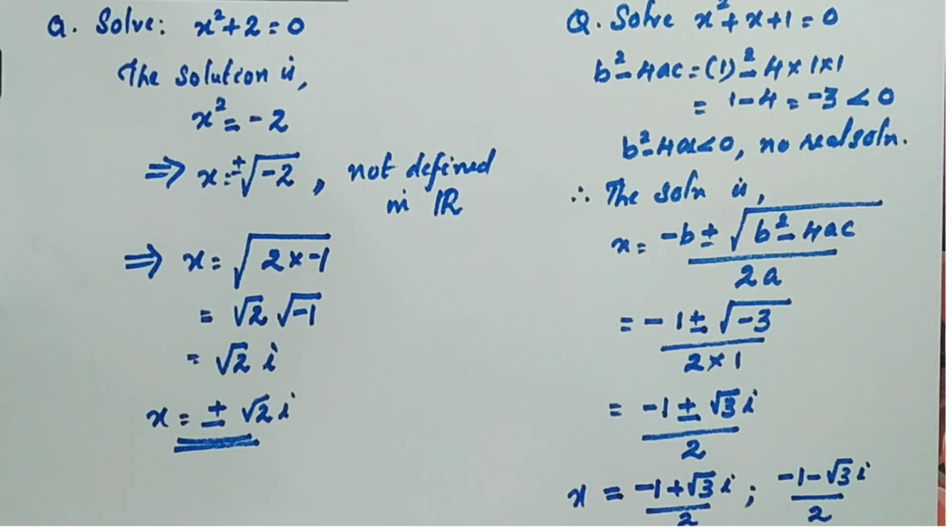From this it implies every quadratic equation has a solution. In case b square minus 4ac is less than 0, as per the real number system it has no solution, but in the complex system it has a solution. Now do the homework questions.